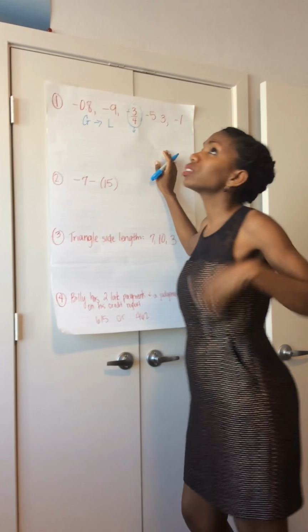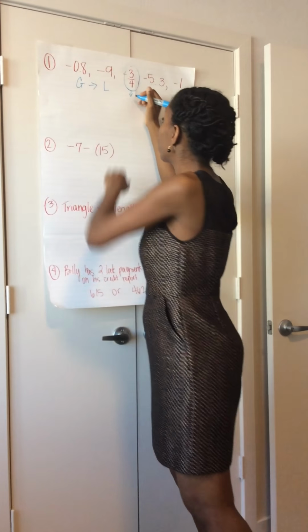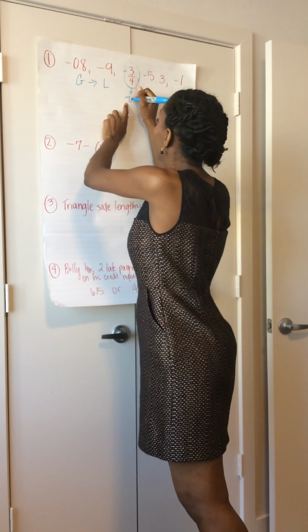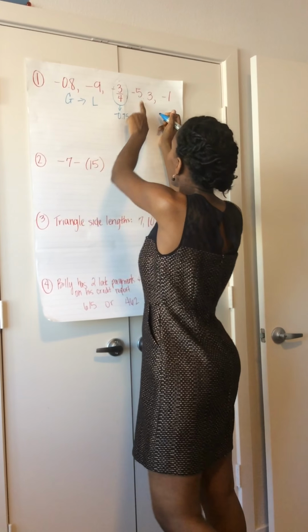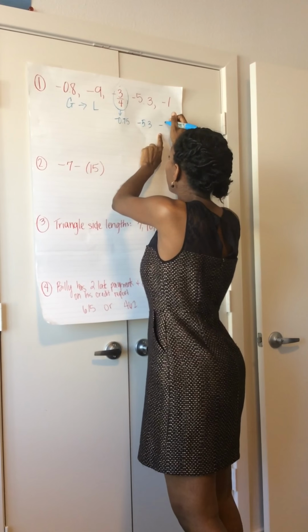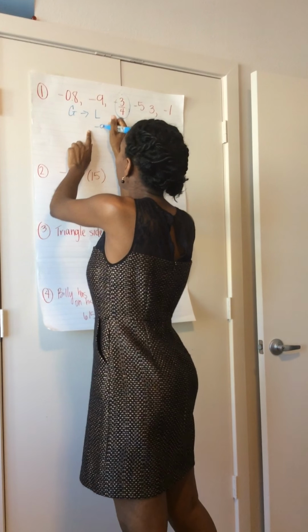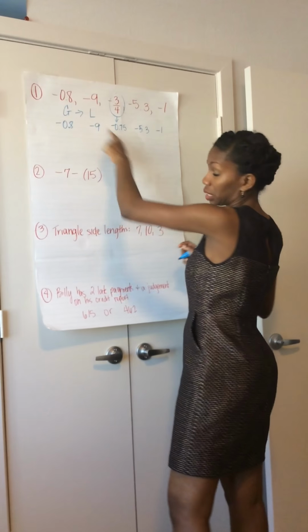So 3/4 is a fraction. I'm thinking to myself 3/4. That is the same thing as 75 cents. So it's going to be negative 0.75. I have negative 5.3. I have negative 1. I have negative 9. And I have negative 0.8. Okay, so now I'm going from greatest to least.